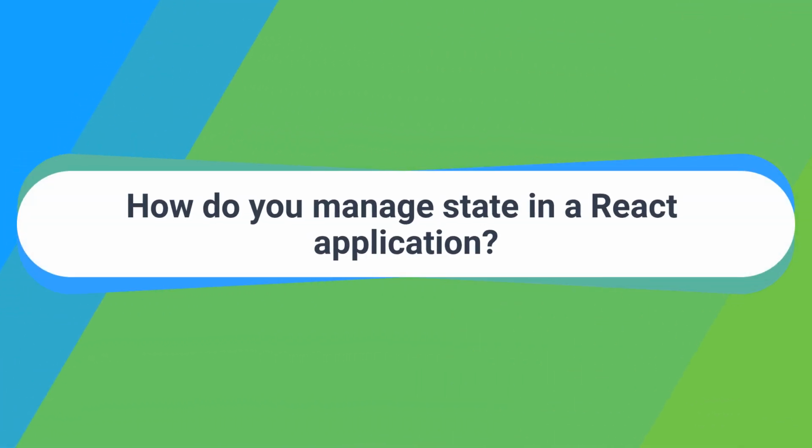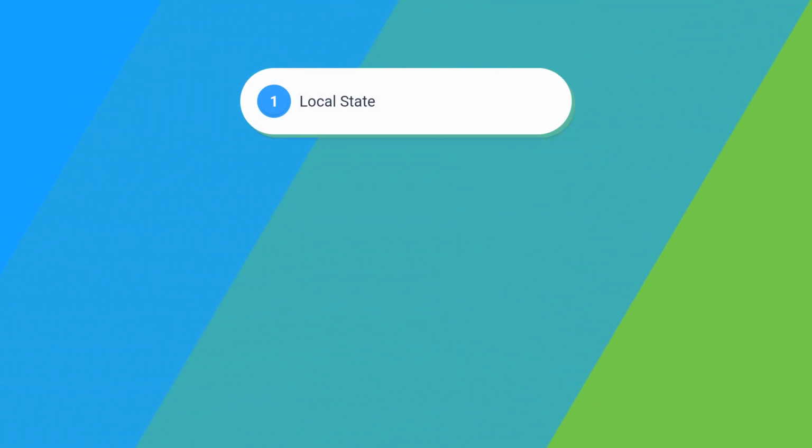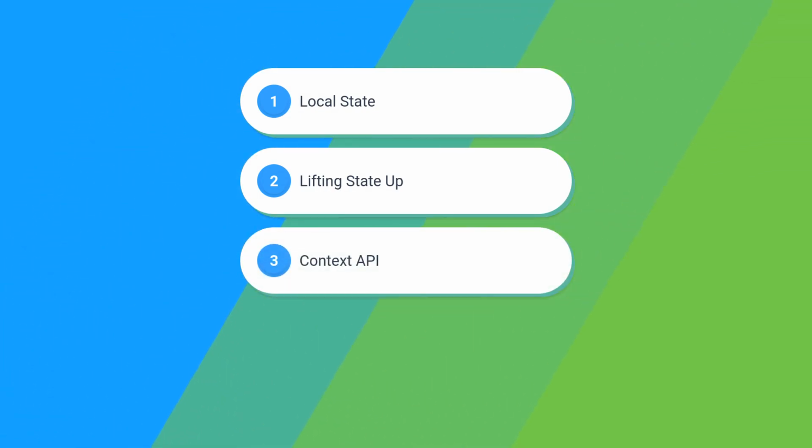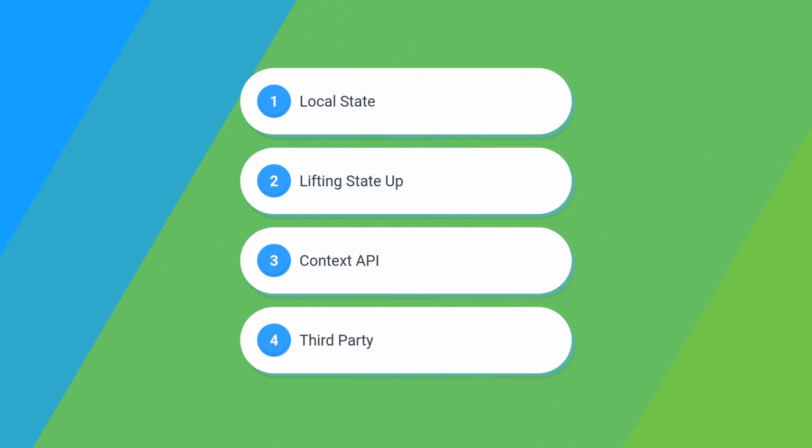How do you manage state in a React application? Local state, managed within individual components using the useState hook. Lifting state up, move state to a common ancestor to share it between components. Context API, use createContext and useContext for sharing state across the component tree. Third party, Redux or MobX.